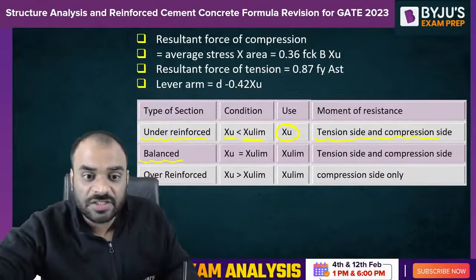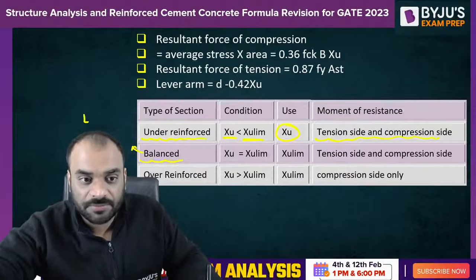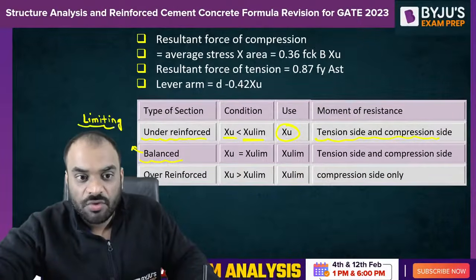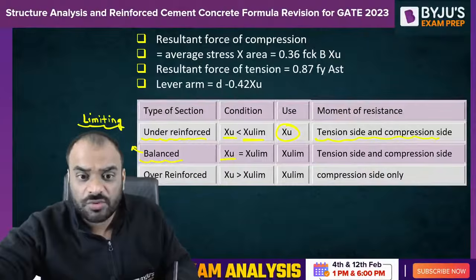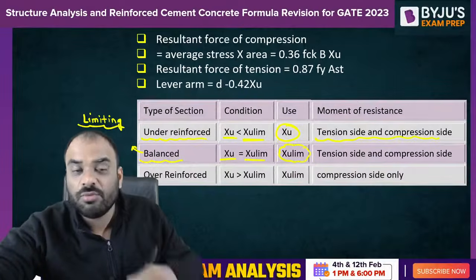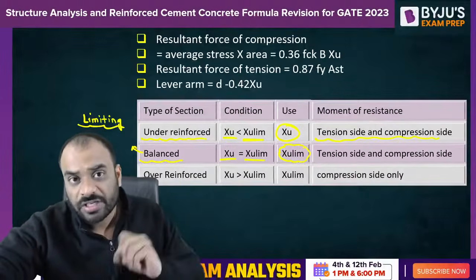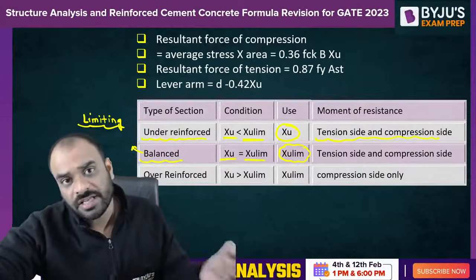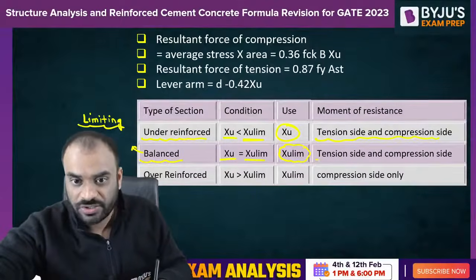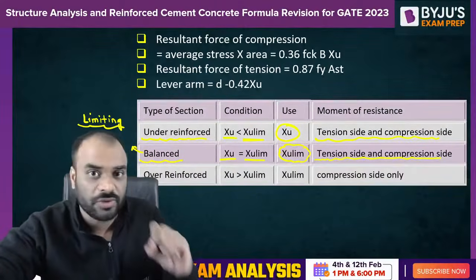Next one is balanced section, or you can call it limiting section. For limiting section, XU is equal to XU limiting. You have to use XU limiting while calculating the moment of resistance. You can calculate the MR value from the tension side as well as from the compression side. It is your choice from which direction you want to calculate it.